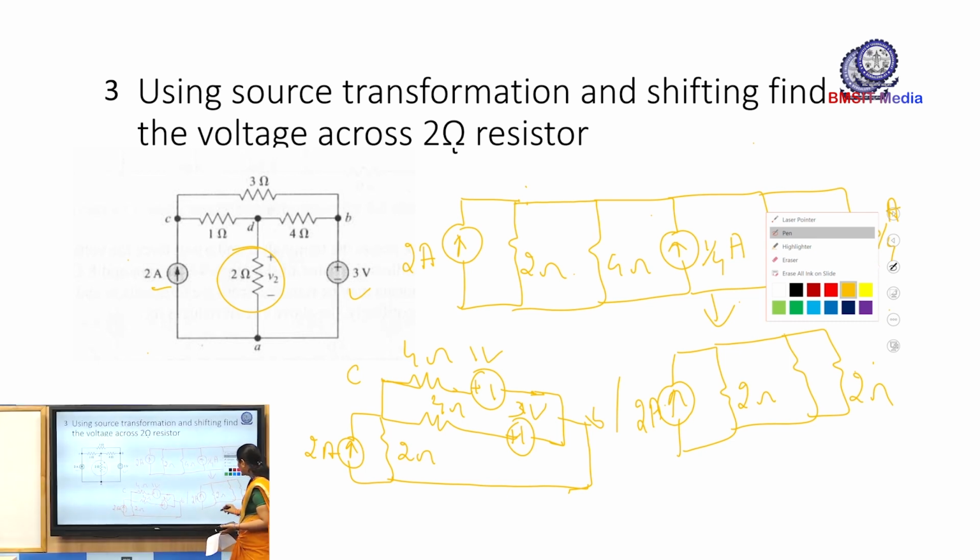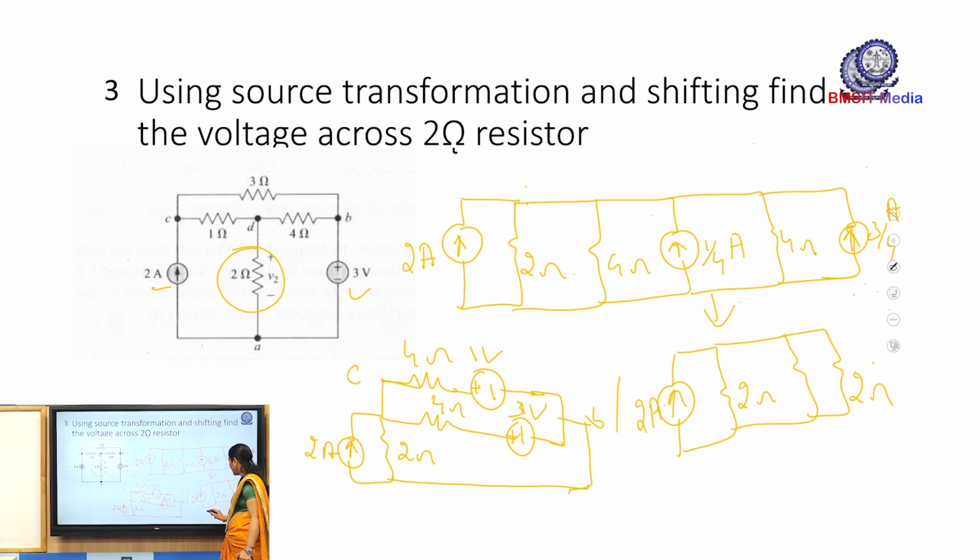So the total current source here, we have to summarize this. So you have 2 plus 1/4 plus 3/4, which is equal to 3 amps. So this will become 3 amps. We know the current here, we have the resistors here. So we can find out what is the voltage across this. Let us call this I1 and this I2.